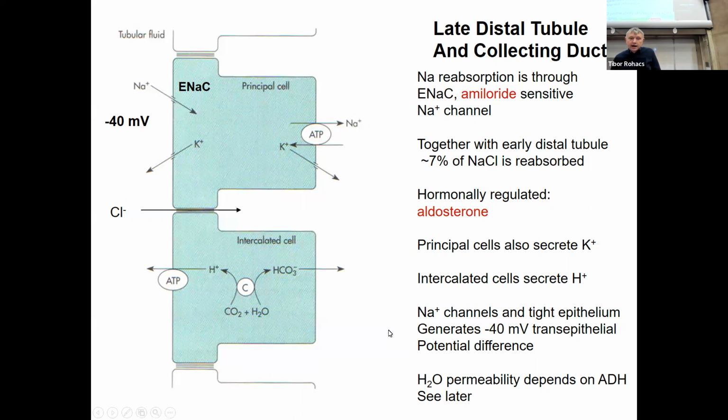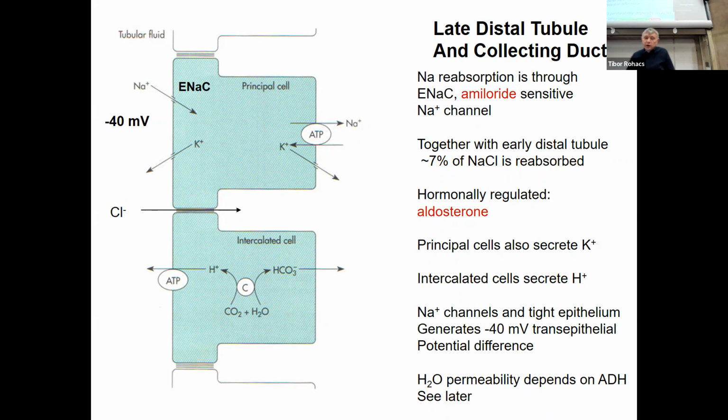And this is the segment where the water permeability depends on ADH. This one will be discussed at the water balance lecture. And just one or two sentences about the intercalated cells. These intercalated cells are important for acid-base balance. They are in the same nephron segment.